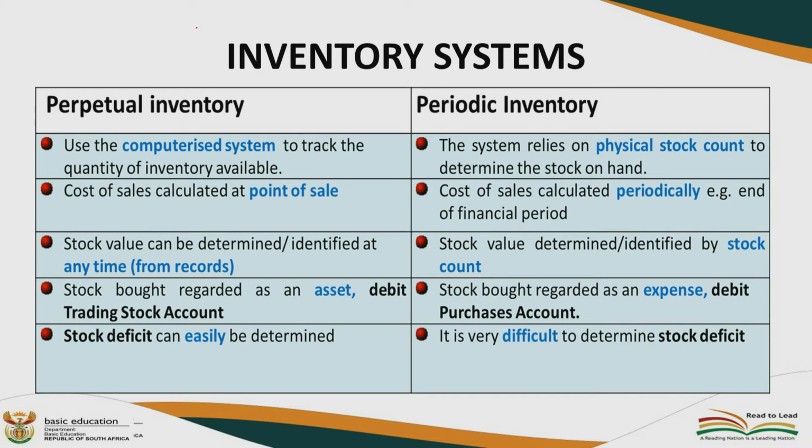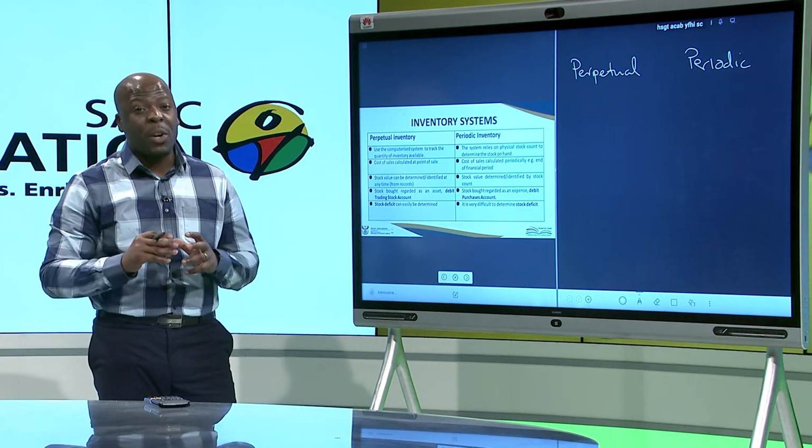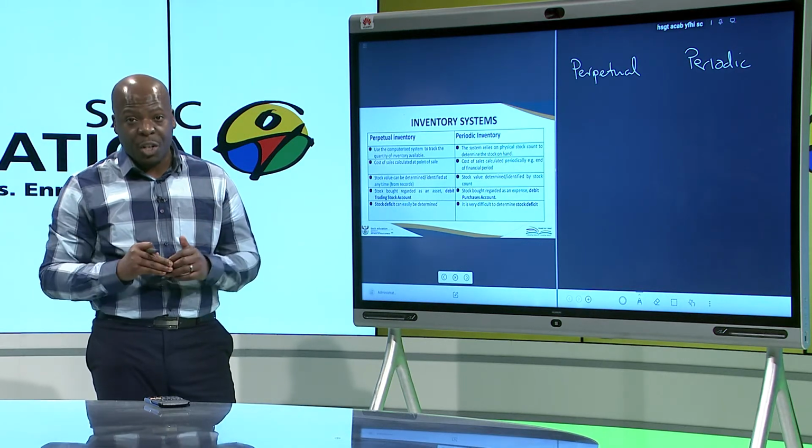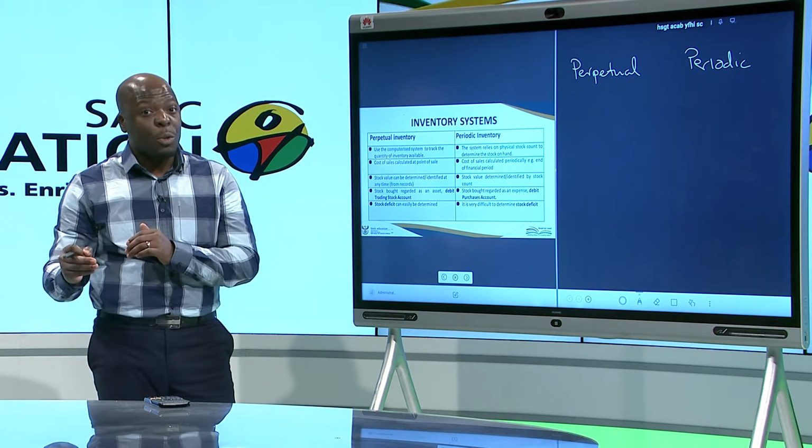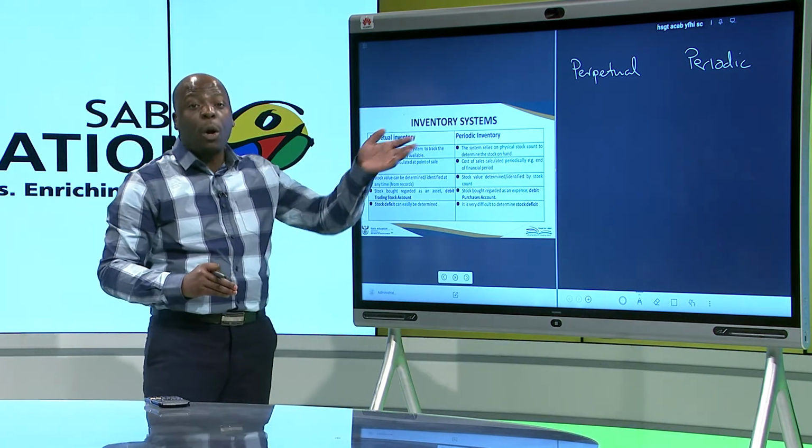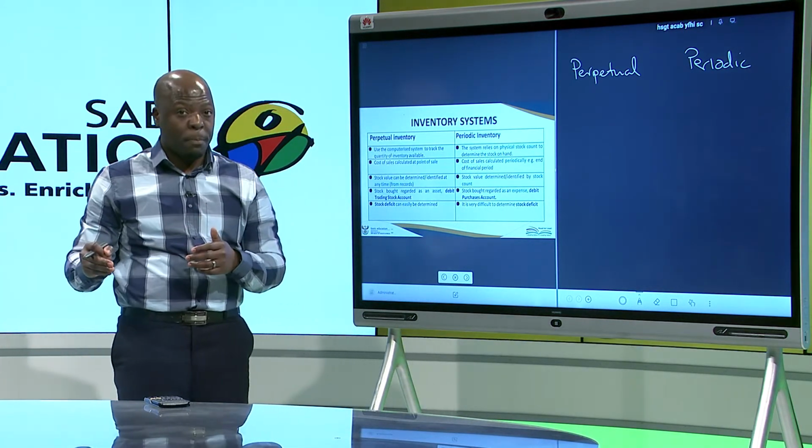Now, in your matric exam, you will still be examined on these inventory systems. If you go back in your past exam papers, you realize that they'll ask you questions such as, what are the advantages of using either the perpetual or the periodic inventory system, all right?